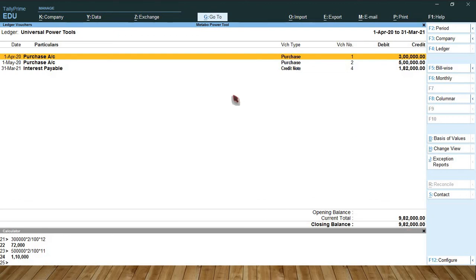Okay friends. So like this, in this way you have to create interest calculation in Tally Prime.